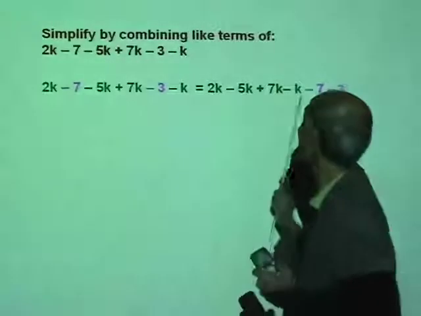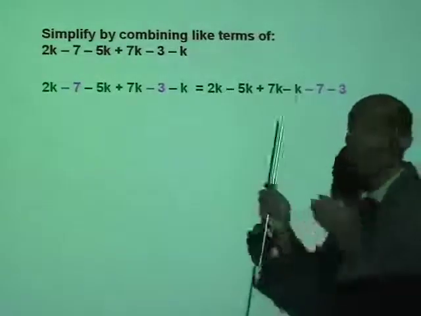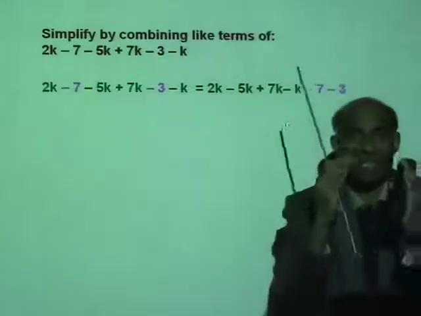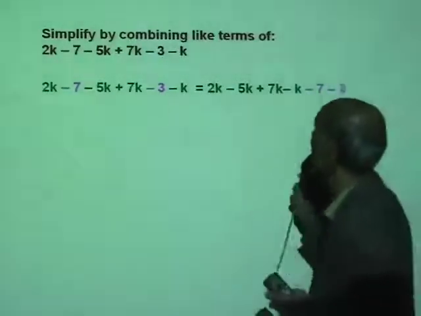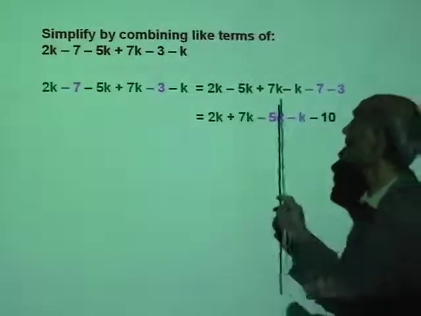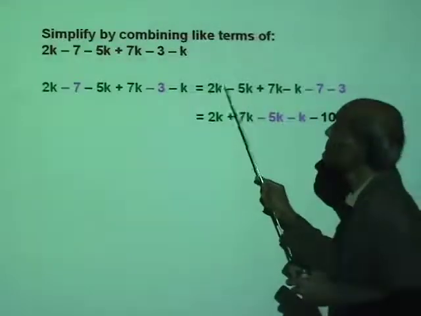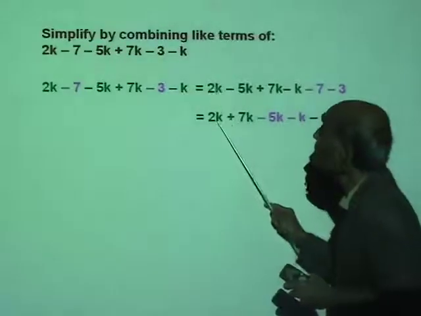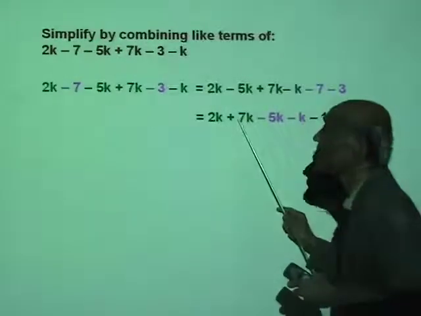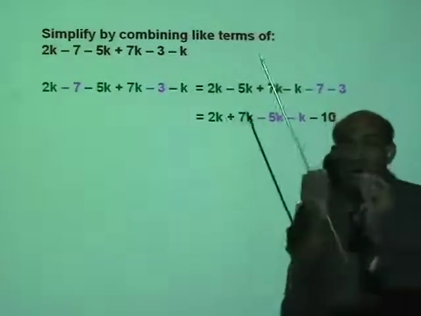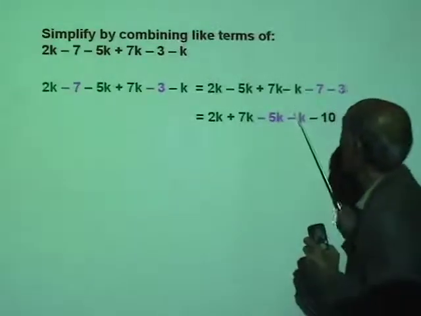Minus 7, minus 3. So I now associate the terms in k together and the numbers together. Can I add them? How do I add them? Now look at the way I have written them to add them. I have written the positive terms first. 2k plus 7k, so that is easy for me to add the positive terms. Then minus 5k minus k.